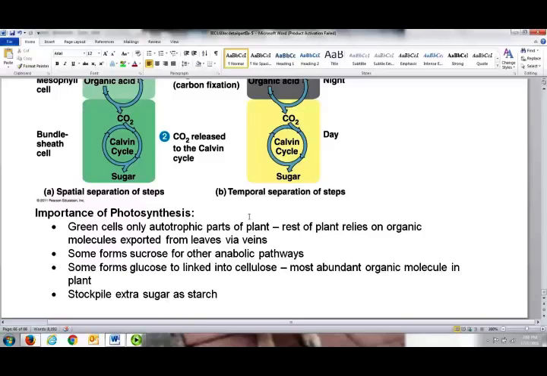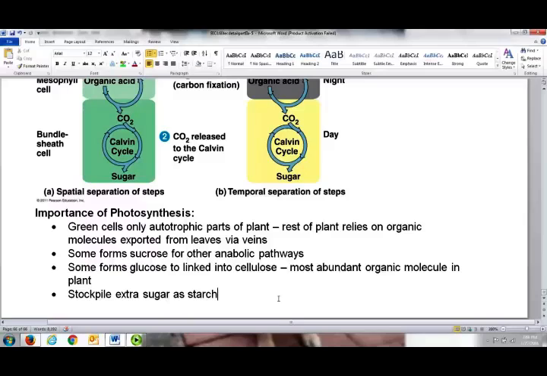Some will form glucose for other anabolic pathways. Some form sucrose. The glucose gets linked into cellulose, which is the most abundant organic molecule in the plant. Some of them will stockpile the extra sugar as starch. So this tends to happen in the ground with some of them, like the tubers.